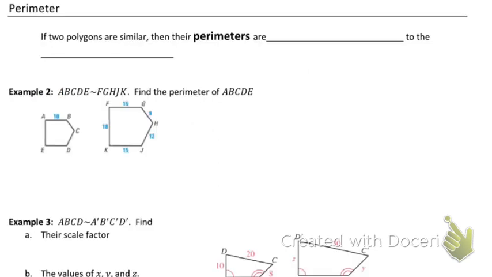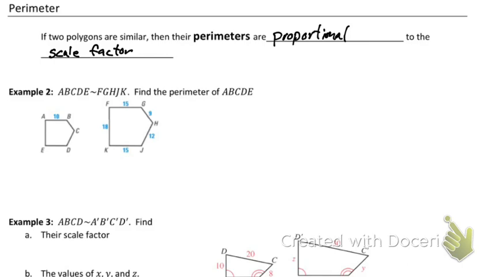All right, next thing we're talking about is perimeter. If two polygons are similar, then their perimeters are proportional to the scale factor. Cool. So that means if I know the perimeter of one object, I can just use that scale factor to figure out the perimeter of the other. So that's the problem we have set up here.